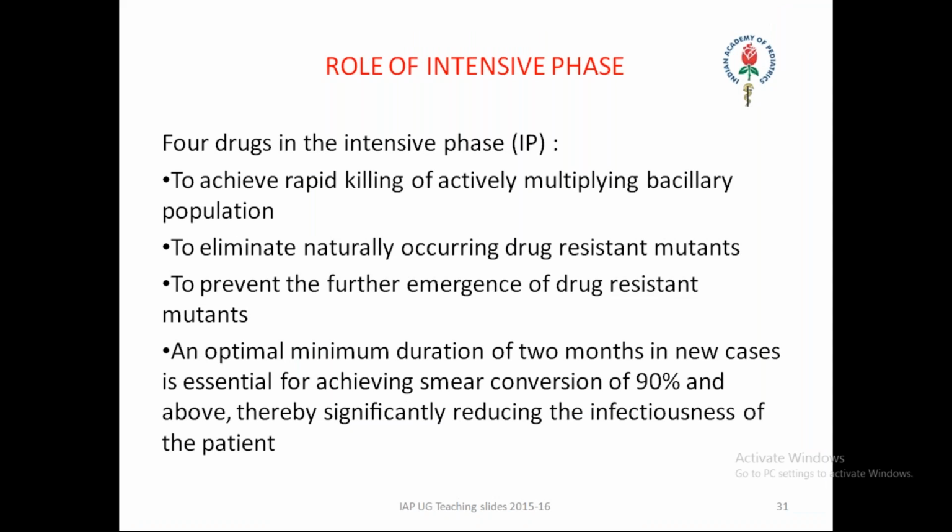So what is the role of the intensive phase? The 4 drugs in the intensive phase which we are using are to achieve rapid killing of the actively multiplying bacillary population, to eliminate naturally occurring drug resistant mutants, and to prevent further emergence of drug resistant mutants. And an optimal duration of at least 2 months in new cases is essential for achieving a smear conversion of 90% or above. So it significantly reduces the infectiousness of the patient.